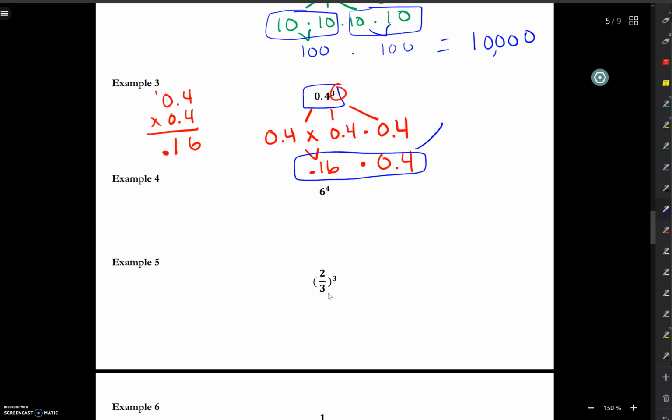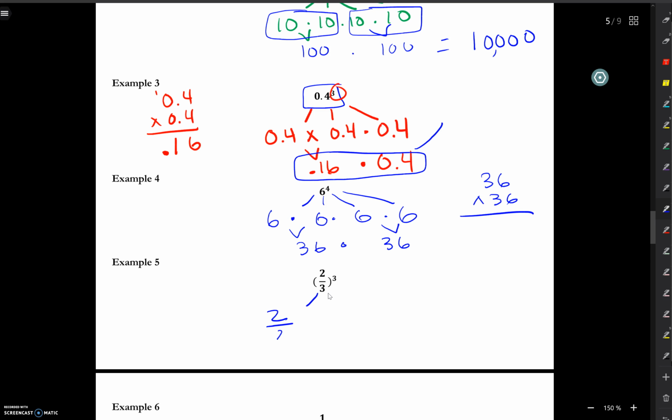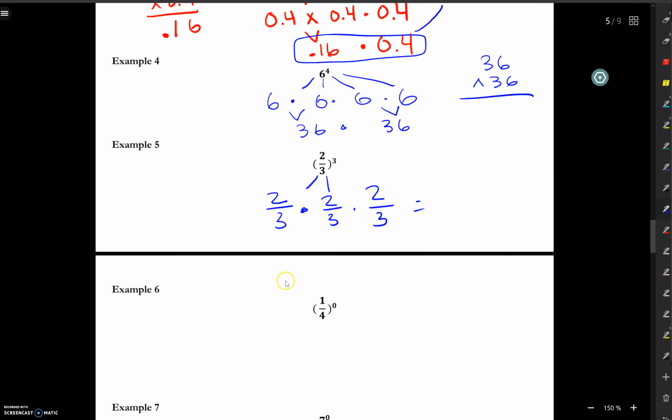Next one, 6 to the power of 4. This means 6 times 6 times 6 times 6. I know that 6 times 6 is 36, and I know that 6 times 6 here is 36, so it's 36 times 36, and you can go ahead and solve it on your own. This means 2/3 times 2/3 times 2/3, and I want you to solve it and figure out the answer.